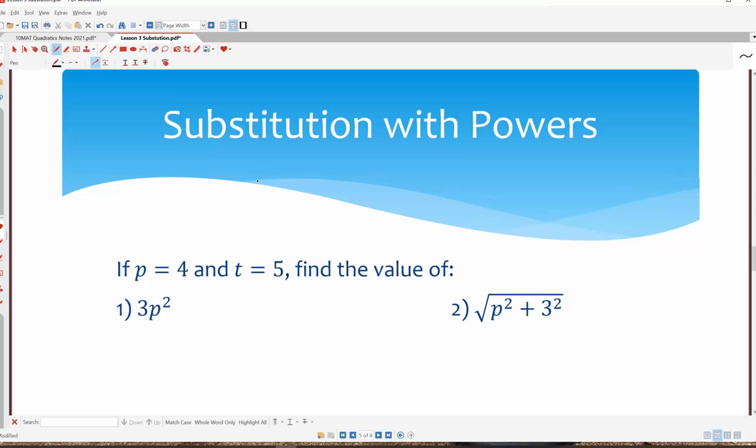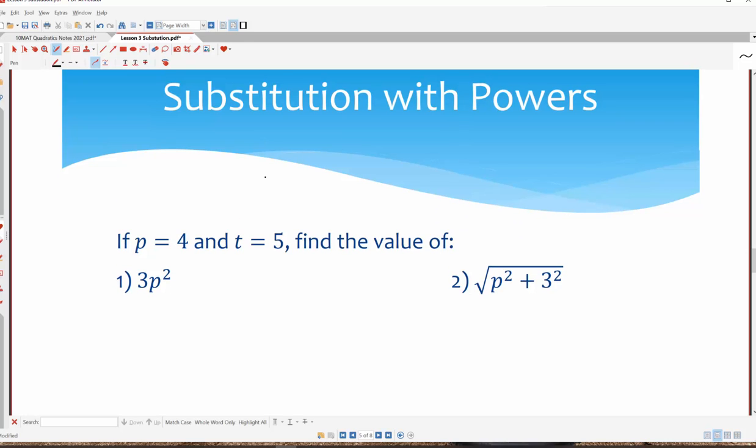Alright, we can do it with powers as well. So if p is equal to 4 and t is equal to 5, find the value of 3p squared. That is the same as 3 times p times p. And if p is equal to 4, let's substitute that: 3 times 4 times 4.